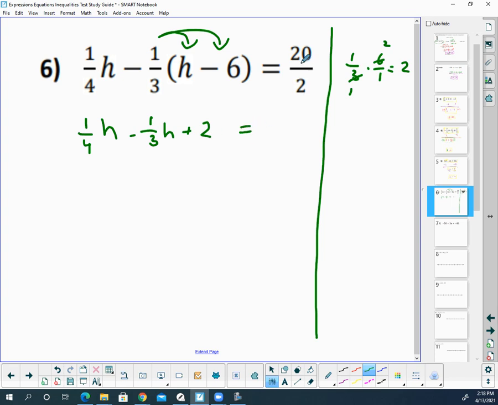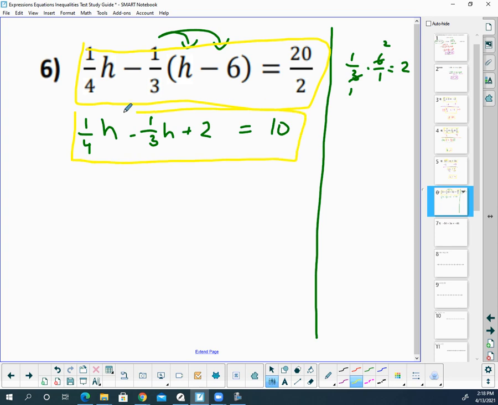20/2. Well, that's an interesting one. 20 divided by 2 is 10, so I can just leave that as an integer. So what did I do here? Here's my original equation. I distributed to get rid of the parentheses, which gave me this equation, which is 1/4 h minus 1/3 h plus 2 equals 10. Now I'm going to combine like terms.